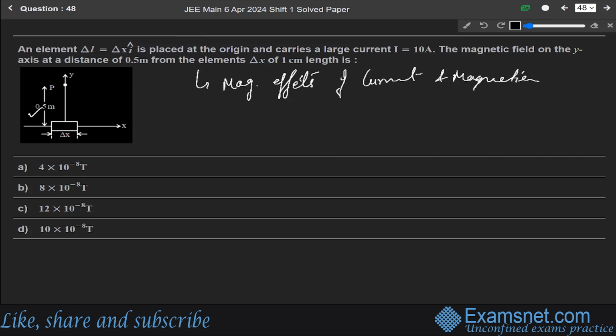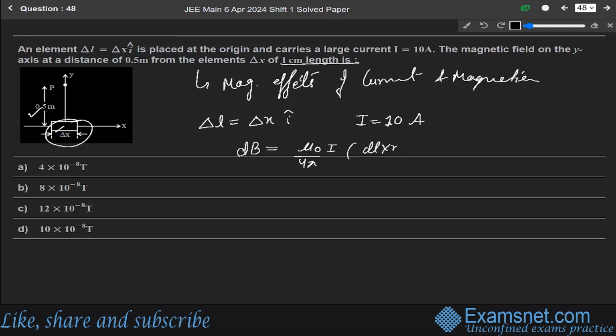So now we are given element delta L equals delta X i cap placed at the origin and carries a current I equals 10 ampere. The magnetic field on the y-axis at a distance of 0.5 meter from the element delta X, 1 centimeter in length, is. So we know that the magnetic field dB is equals to mu naught over 4 pi into I into dl cross r over r cube. We know this formula, okay? So it is in terms of Tesla.